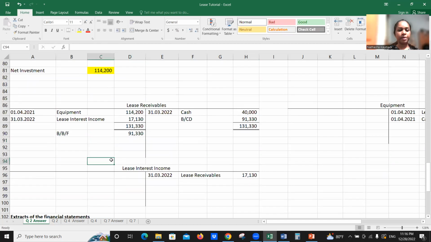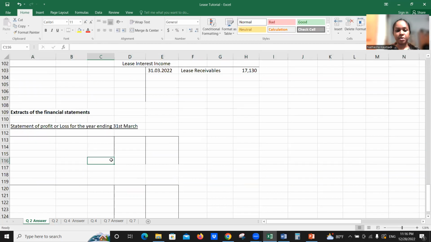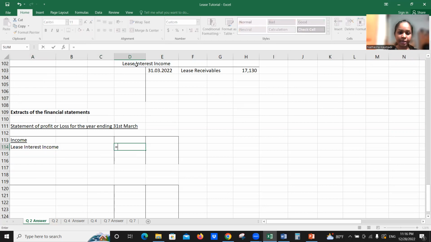Now again, the important thing: you need to show the extracts. What are the extracts in the lessor's books? First of all, in the profit or loss statement, P&L, you need to recognize the income. What is that? Lease interest income. How much is the income for the 1 year period? 17,130, the figure we computed.